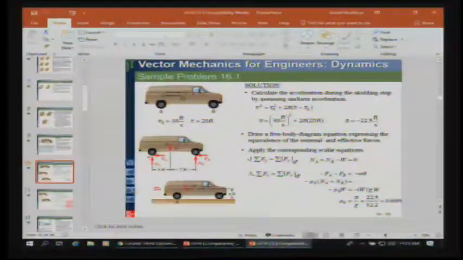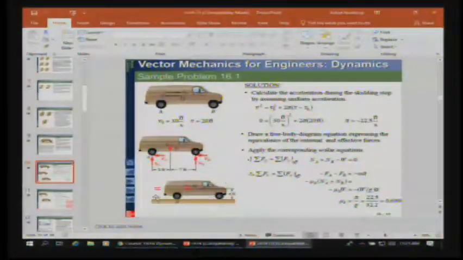All right, so then we do the equation summation forces x, summation forces y. In the y direction, we have normal forces and we have the weight, and there's nothing going on. We're not crashing through the pavement. We're not levitating into outer space. So the acceleration in the y direction is equal to 0.